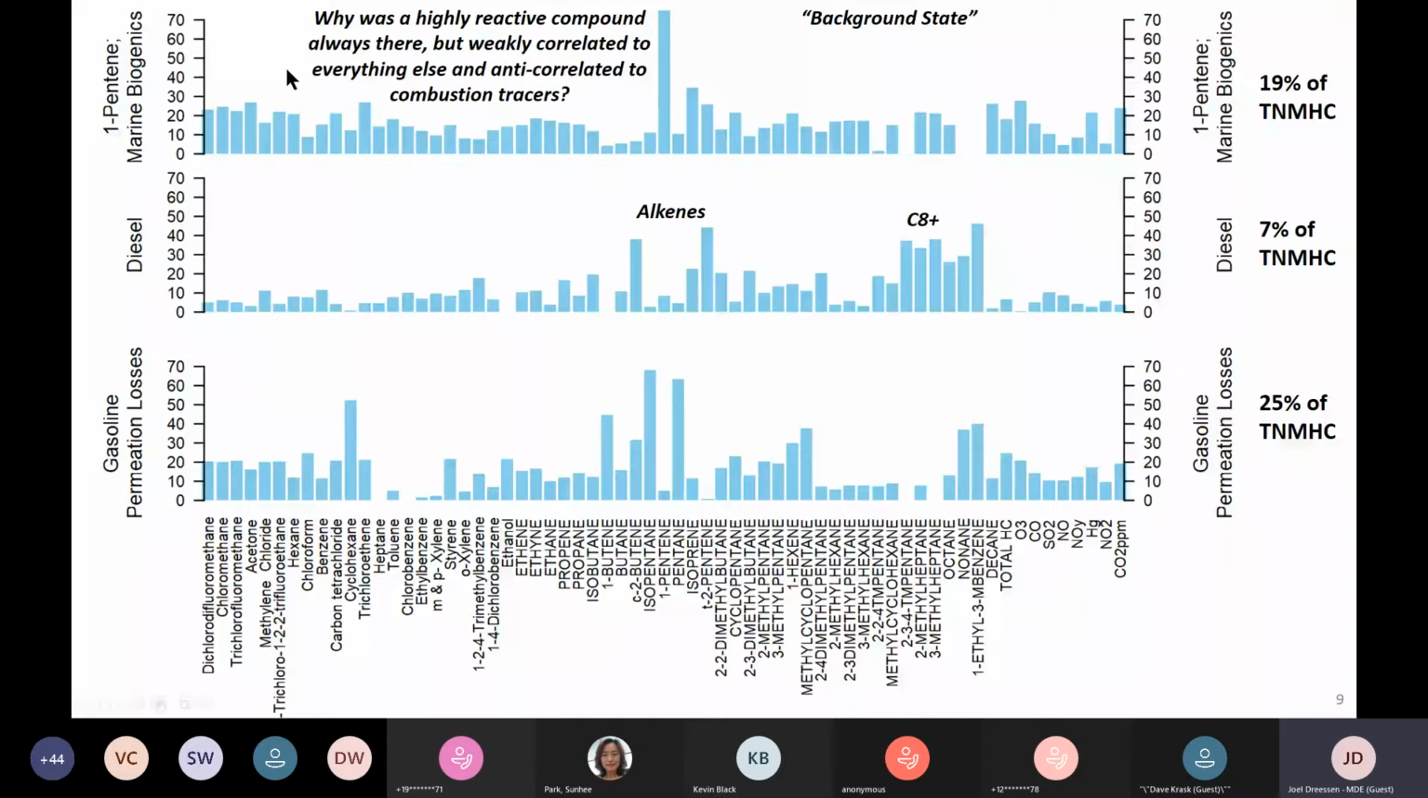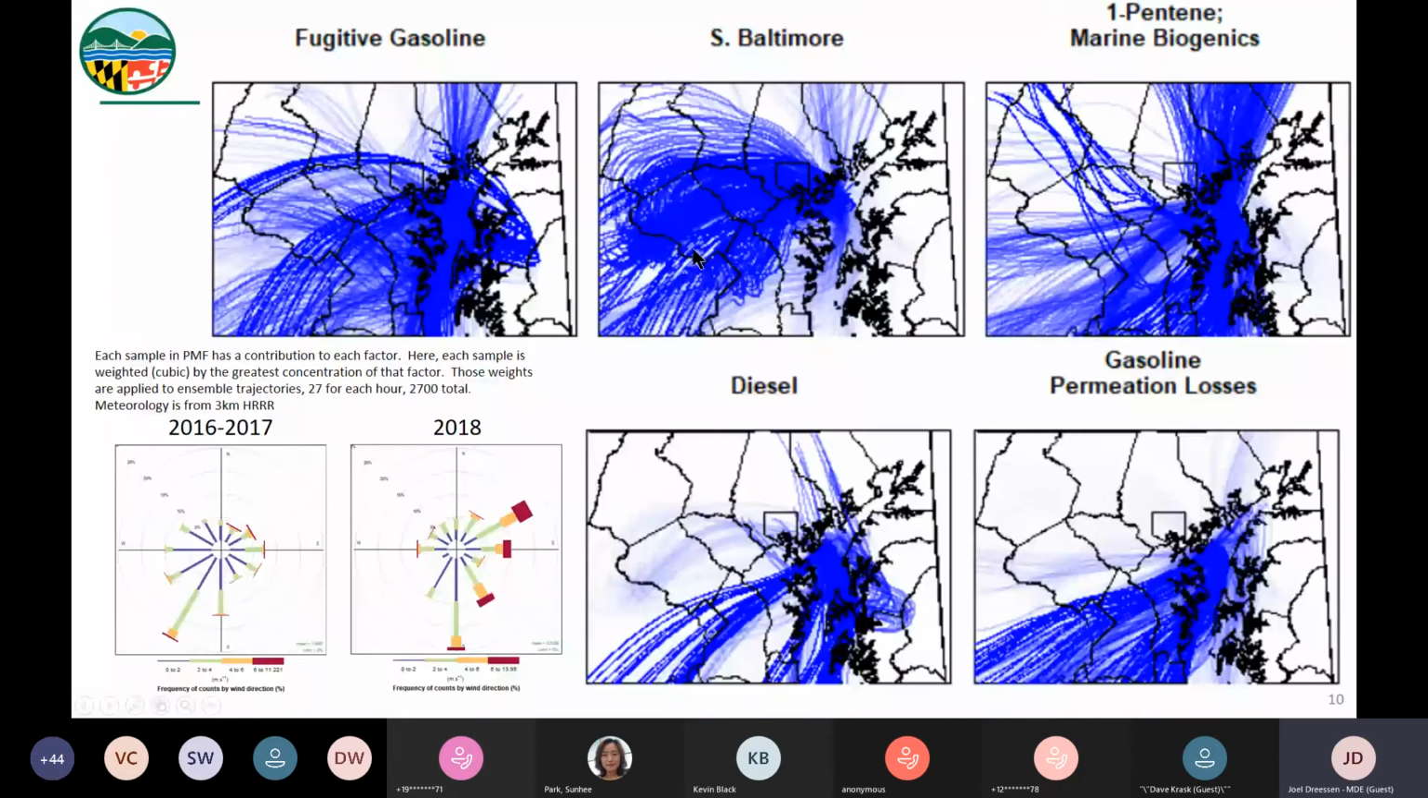Lastly, I'll come back to this 1-pentene. Why is there a reactive compound? 1-pentene is pretty reactive as an alkene that is always there, but it was weakly correlated to everything else, and it was actually anti-correlated to combustion tracers. So NO2, CO, CO2, it was actually anti-correlated to those. And yet this is a pretty distinct factor. It's kind of this background state. And so right now I'm calling it the marine biogenic factor. And I can come back to that and talk about it later.